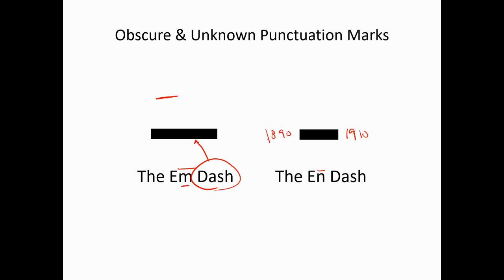Otherwise, if we're just connecting two dates or two pages or two things like that, we would just use a little minus sign or the N dash. And those are some obscure and unknown punctuation marks that are sometimes fun to work in occasionally to an essay.